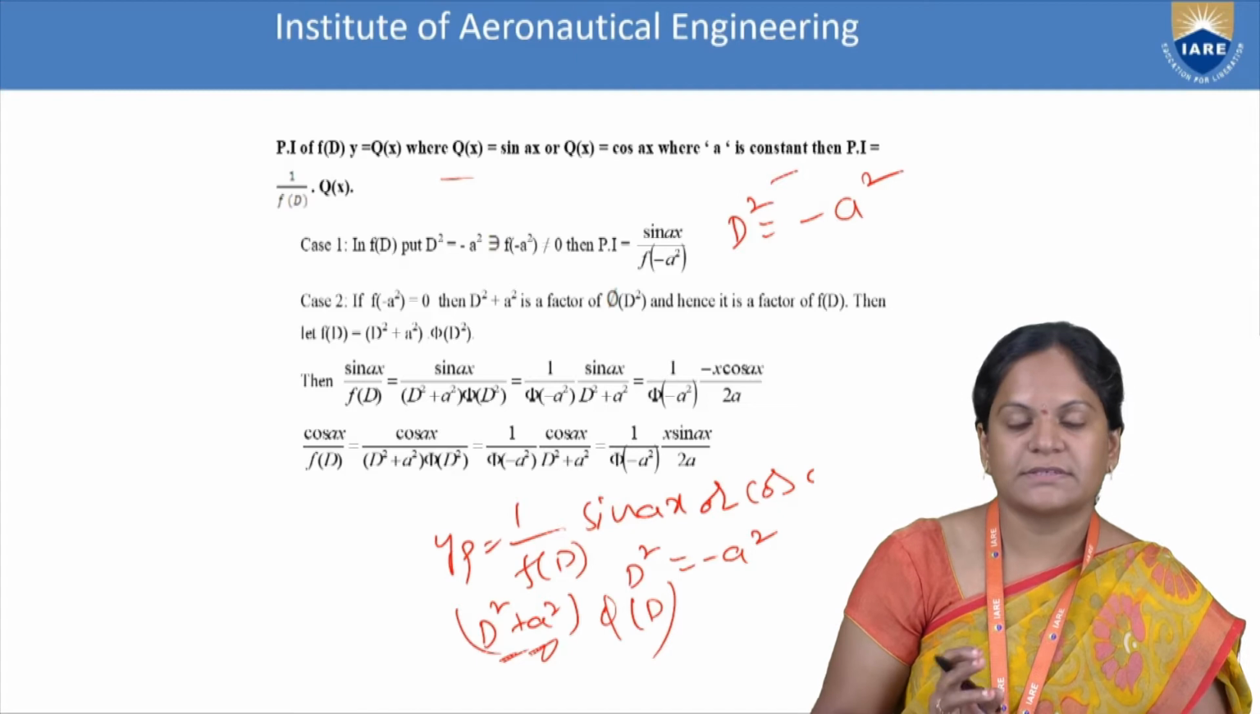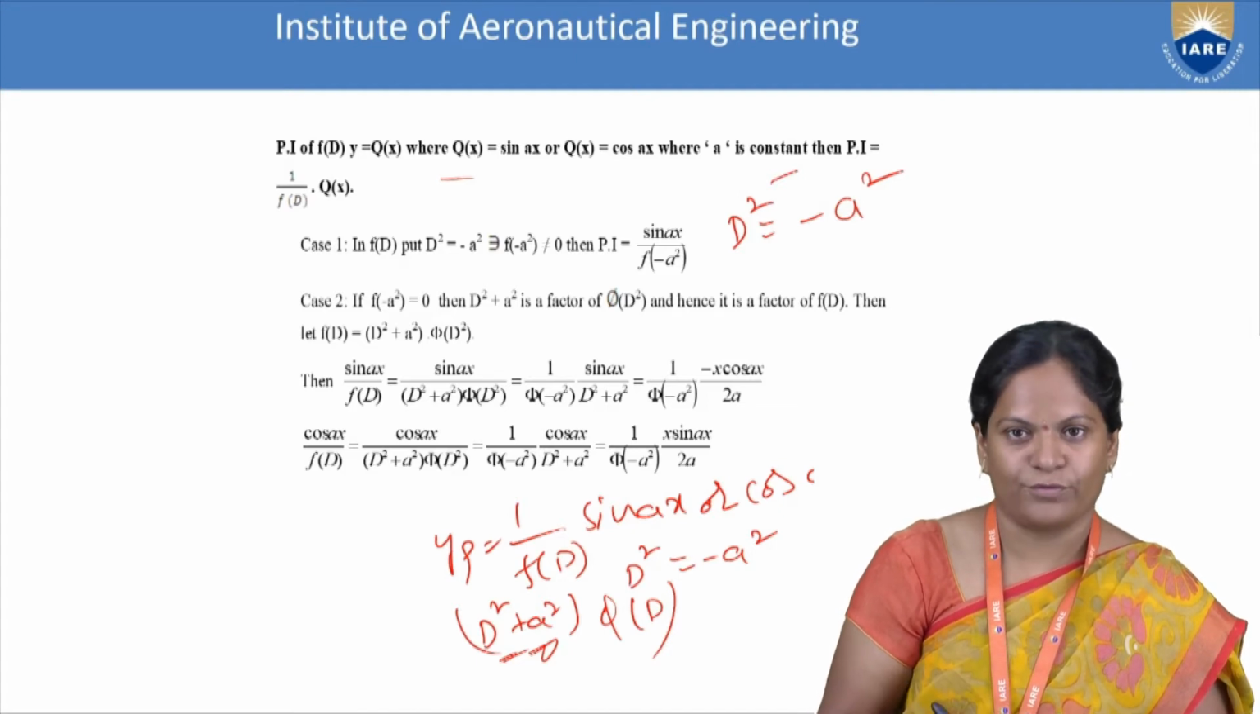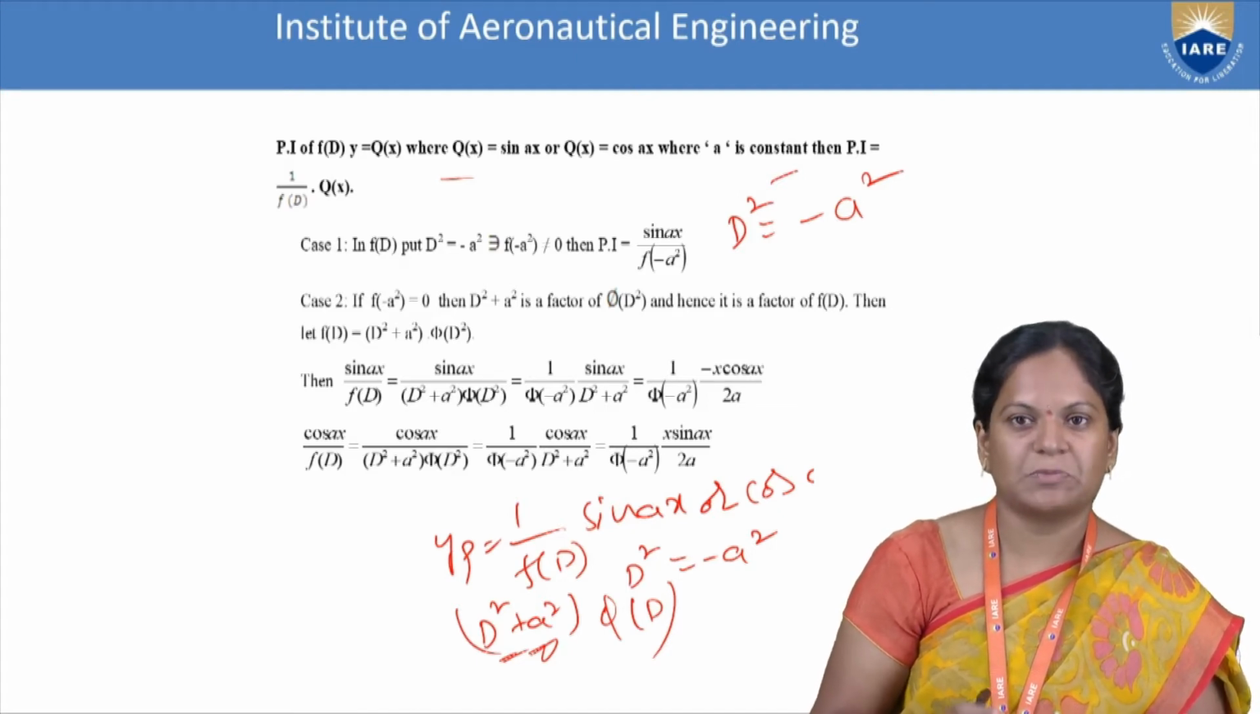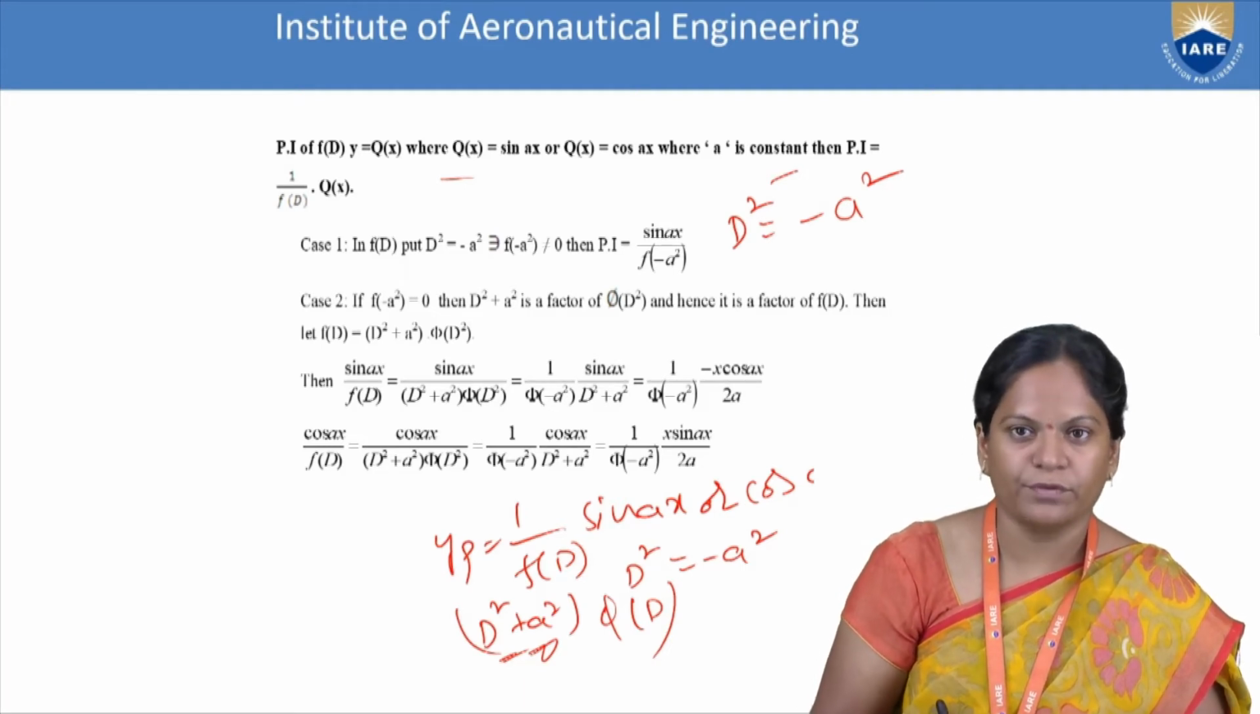When Q(x) is sin ax, then 1 by f(D) is nothing but sin ax by D squared plus a squared into phi of D squared.